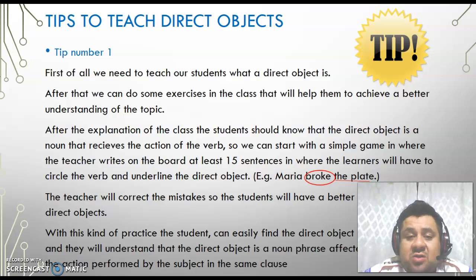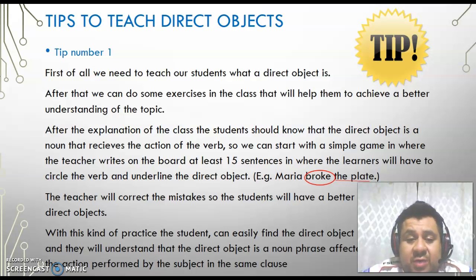After that, we can practice some exercises in the class that will help them to achieve a better understanding of the topic. After the explanation of what a direct object is, we can start with a simple exercise, like for example, the teacher writes on the board at least 15 sentences in which the learners will have to circle the verb and underline the direct object, as you can see in the example.